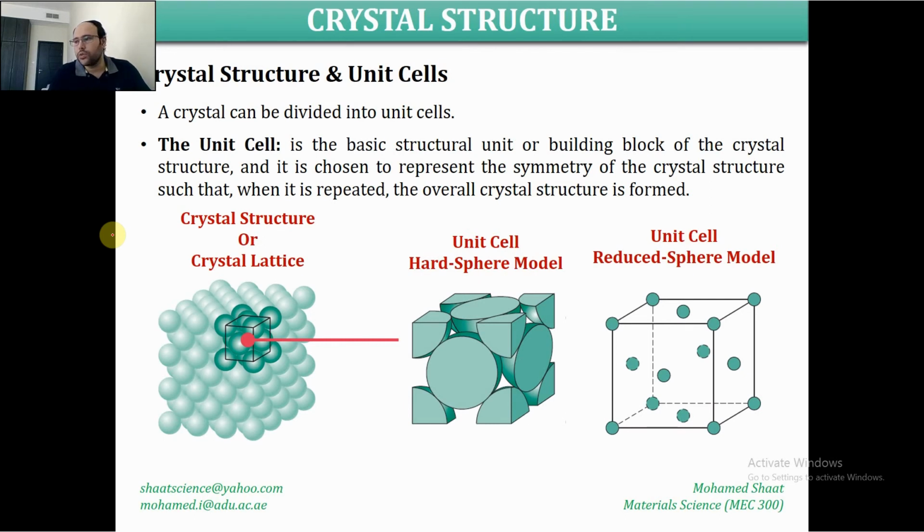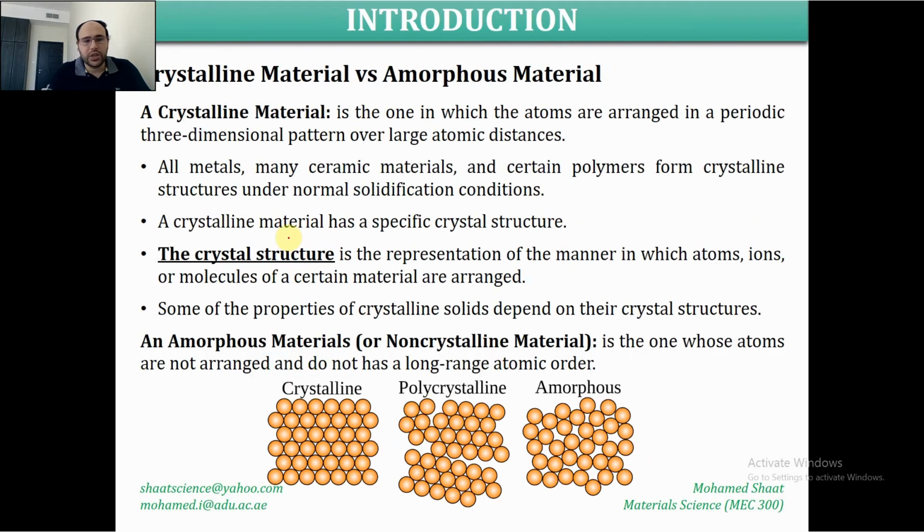There are many factors for choosing a unit cell, but the key factor is that when we repeat this unit cell many times, we already form the crystal itself. Also we defined the crystal structure. A crystal structure is the representation of the manner or the way in which atoms, ions, or molecules of a certain material are arranged. So the way of arranging atoms is what a crystal structure means. This is what we discussed over the last video.